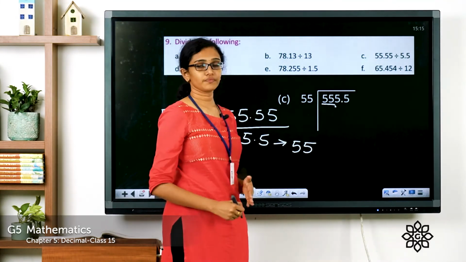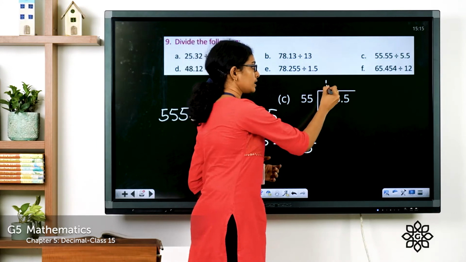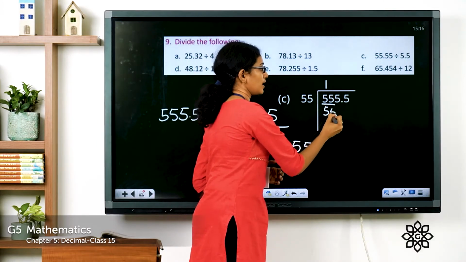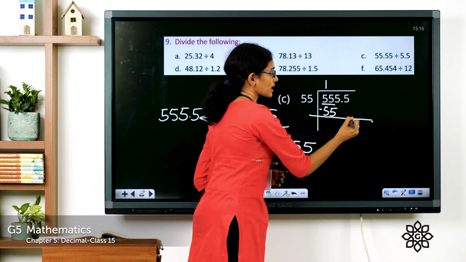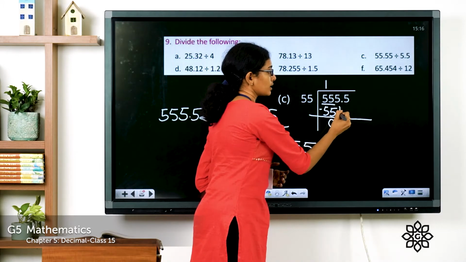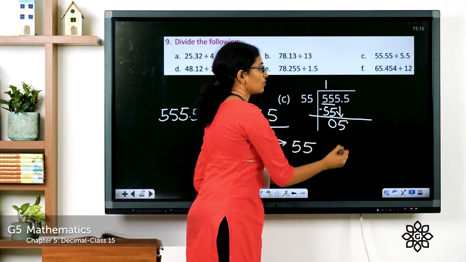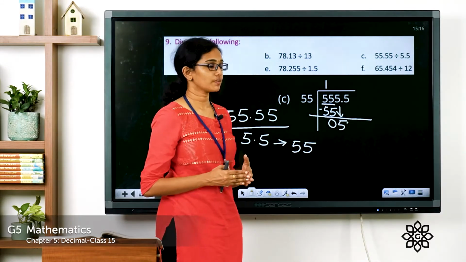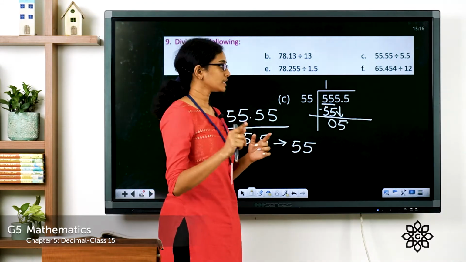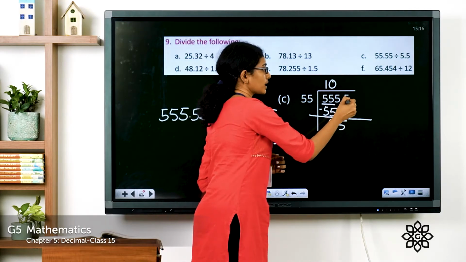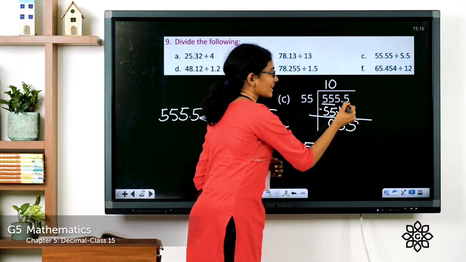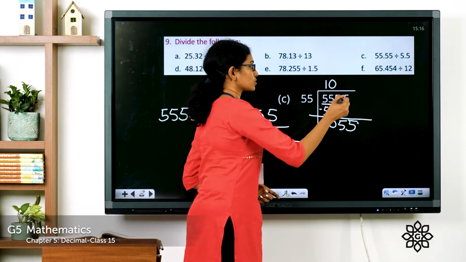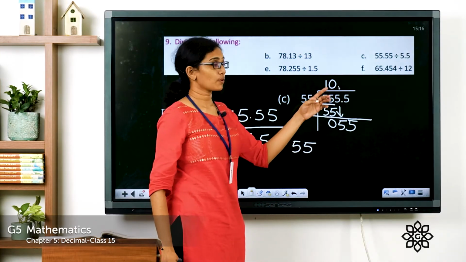55 divided by 55, which is 1. So 55 ones are 55 that we have written here. Subtracting the numbers, we get 0. Bringing down the next digit, you have 5 here. Now 5 divided by 55. Can we do 5 by 55? No. So let's put 0 here. Bring down the next digit, but note that there is a decimal point in between, so don't forget to put that decimal point in the quotient.